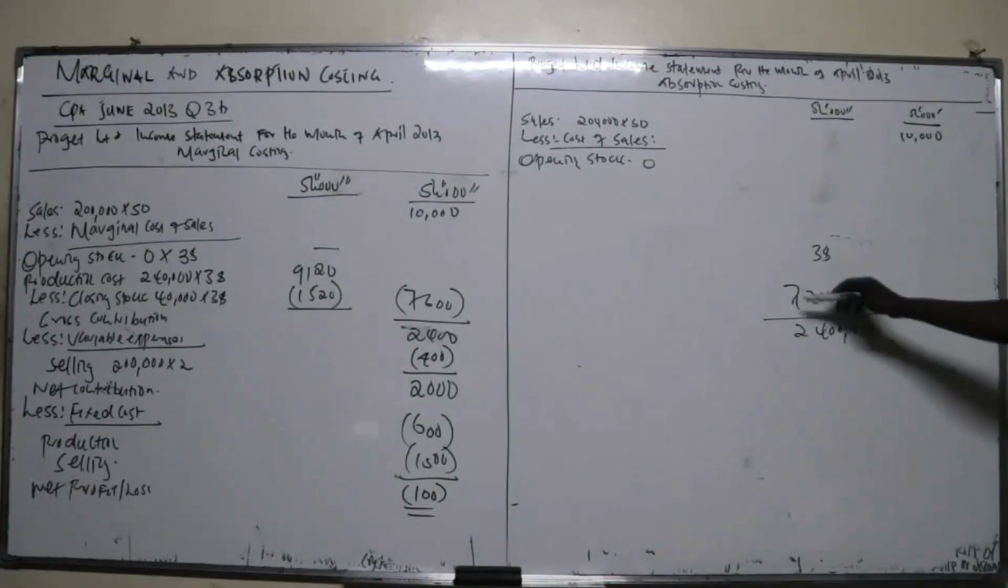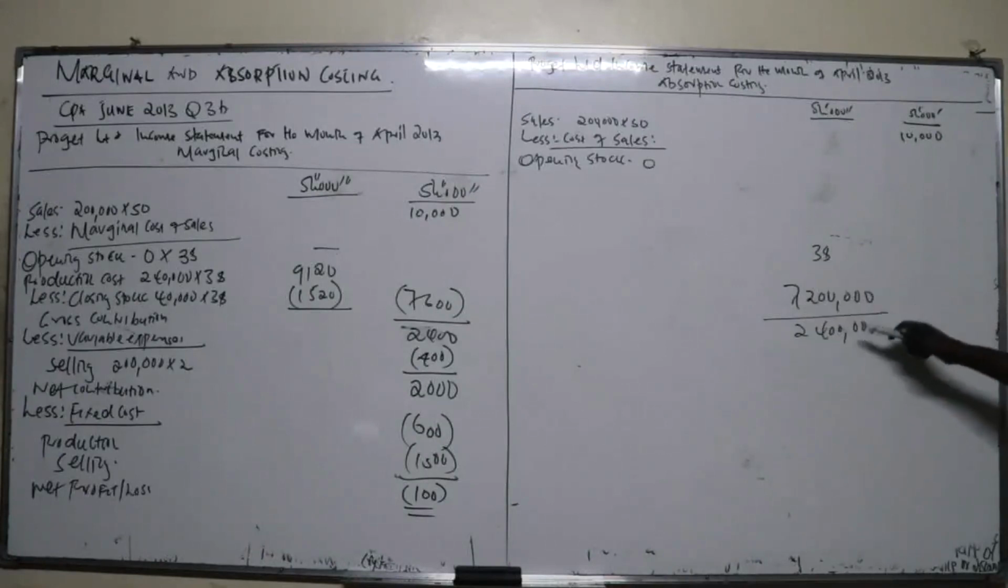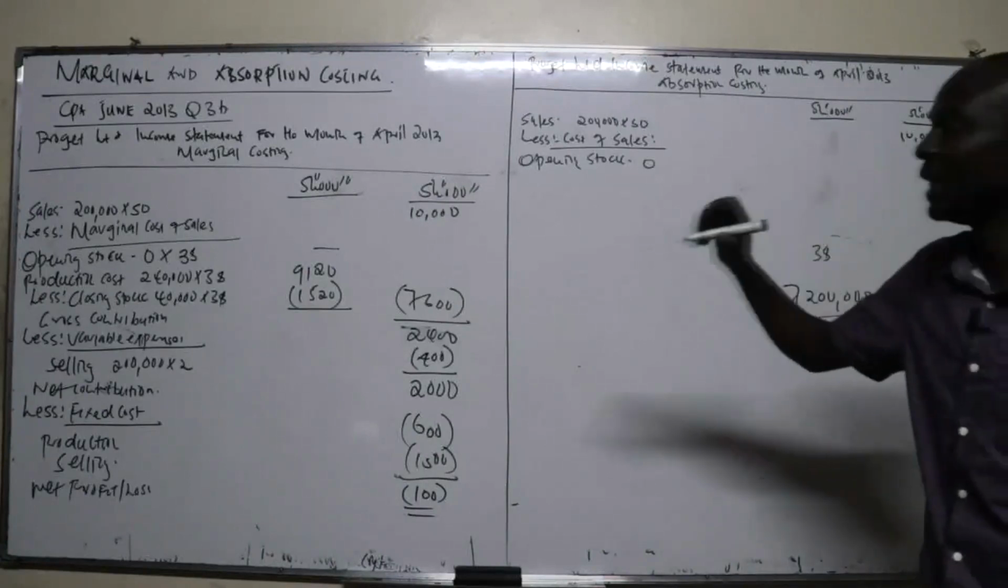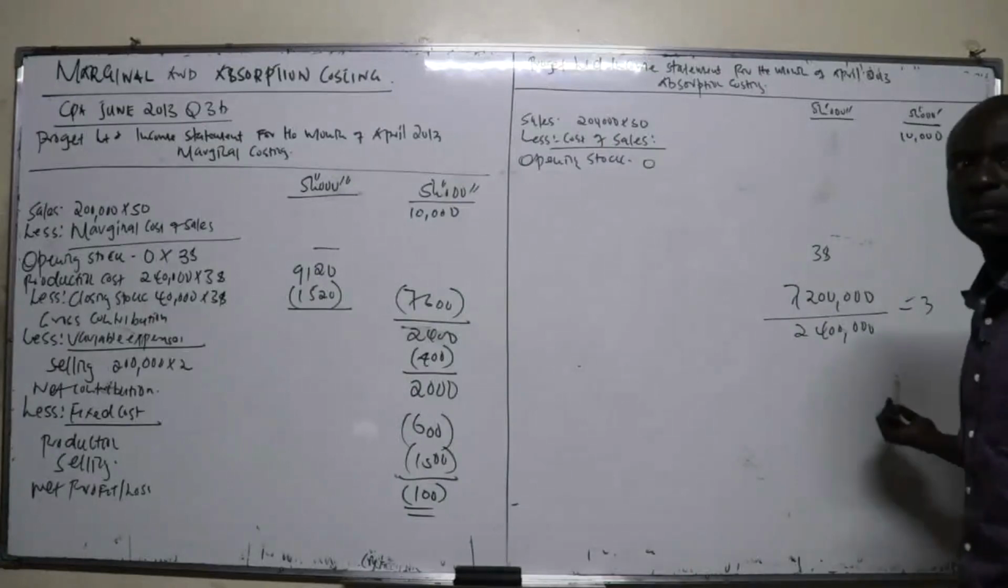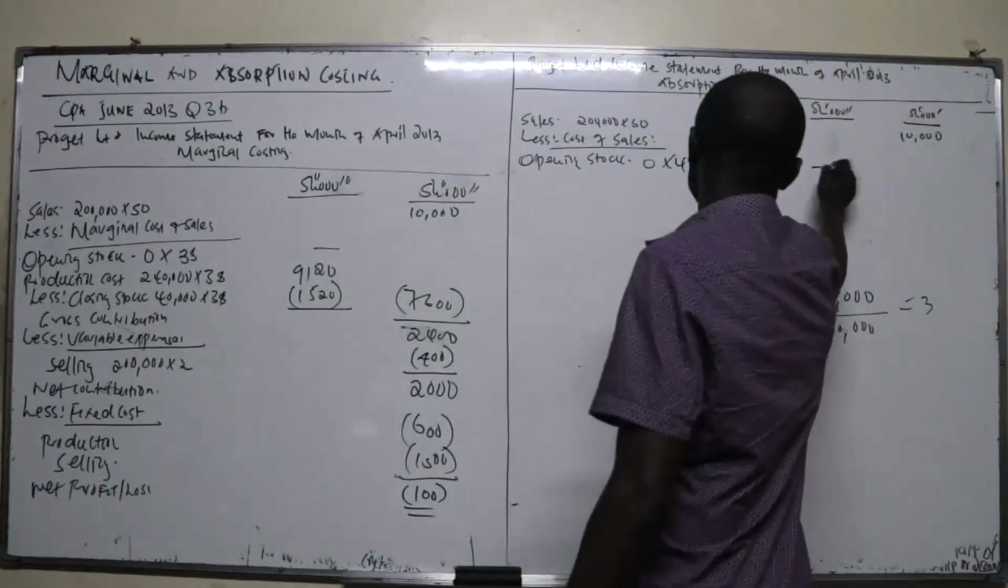This is the total fixed production overheads for the whole year. For how many units? 2,400,000. So what is the cost per unit? 3. Therefore, the total production cost per unit is 41. That is 38, the variable cost, plus 3. So this one you will have multiplied it by 41. It is not there.